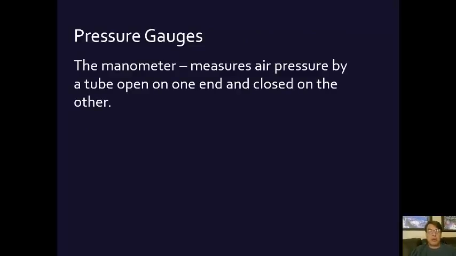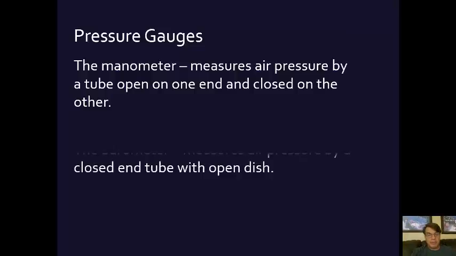So, final part of this chapter, long chapter, talks about some basic pressure gauges. The manometer measures pressure by a tube that's open on one end and closed on the other. So you might have a kind of U where the top of one side of the U is open to the air, so you have that equal pressure going in there, and it's going to measure the same amount of pressure over here where it's closed. So a manometer is a way of measuring pressure.